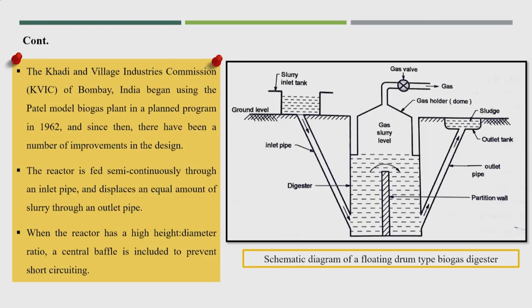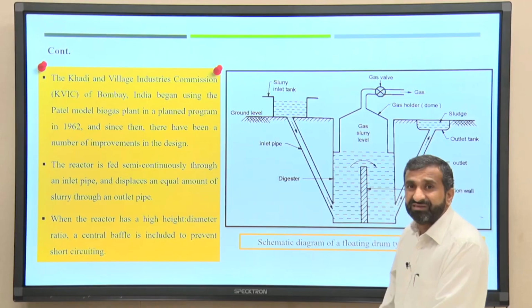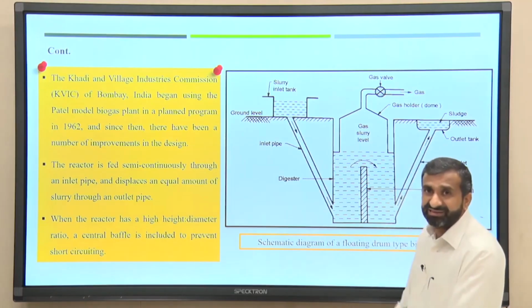So, in 1962, the Khadi and Village Industries Commission, KVIC, of Bombay, India began using the Patel model biogas plant in its program, and since then there have been a number of improvements in the design. The reactor is fed semi-continuously through an inlet pipe and displaces an equal amount of slurry through an outlet pipe. When the reactor has a high height to diameter ratio, a central baffle is introduced to prevent short circuiting. That was one very important improvement done in the Patel model reactor.